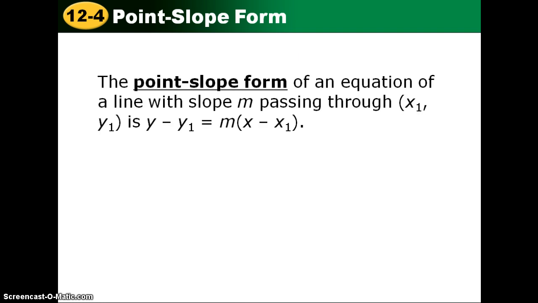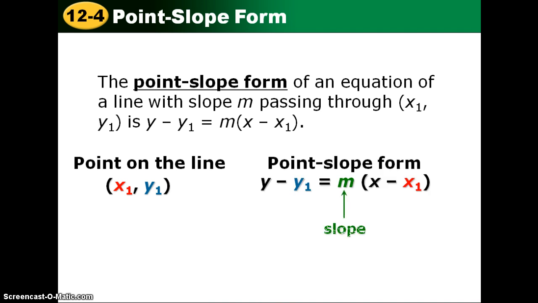The point-slope form of an equation of a line with a slope m passing through the point (x1, y1) is y minus y1 equals m times the quantity x minus x1. The point on the line is considered (x1, y1). Remember, those ones don't mean anything. It just means it represents only the first point on the line that we're looking at.